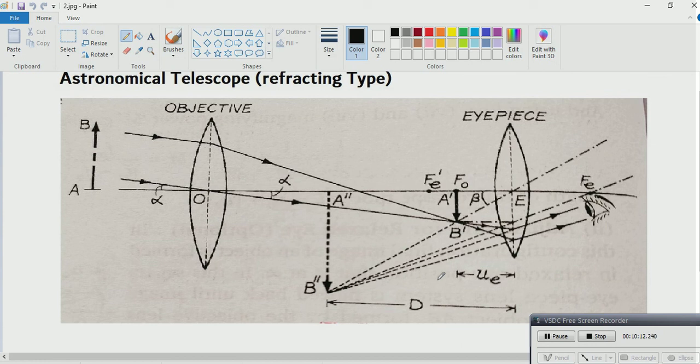Time is very limited. In this video I am discussing up to the construction and how it works. In the next video I will go for the magnifying power and the image formation, if the image is at infinity or the object is at infinity, that kind of thing, and then the resolution of the telescope. Probably in the next video I can complete the chapter.